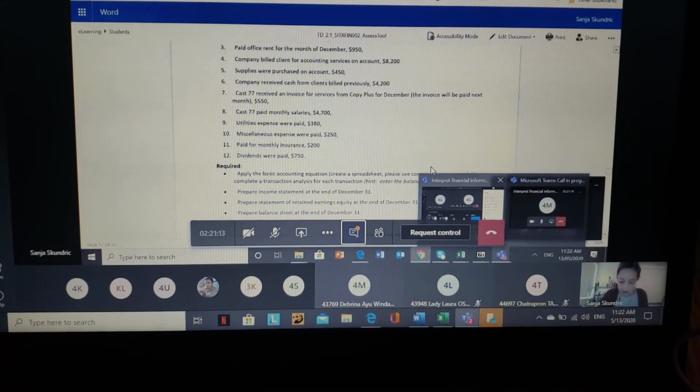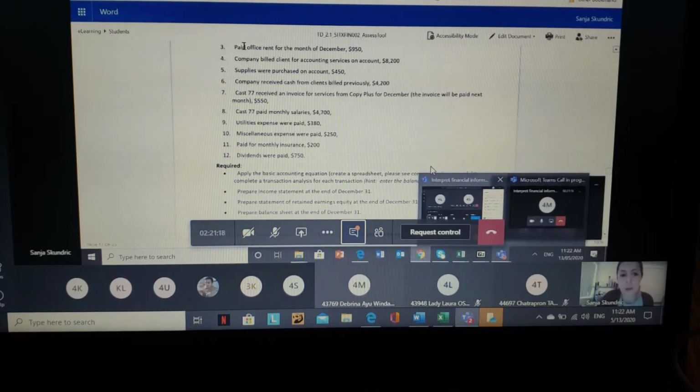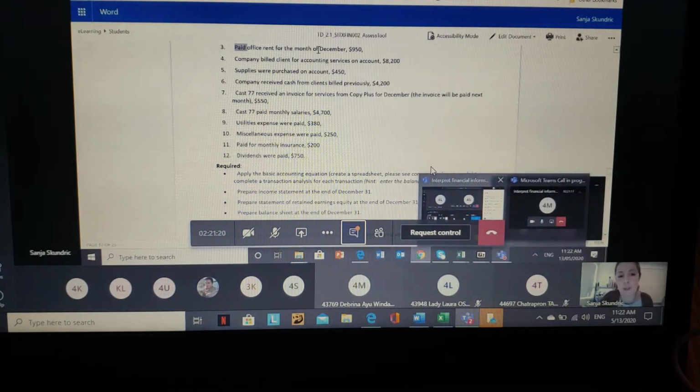So the next one is another one. We have paid office rent for December. So that is an expense that has been paid. However, we're not waiting to receive money. We don't have to still pay it. So that particular one, again, because it's been paid, I probably would not be including in your balance sheet. So it's gone? Yep. Okay.